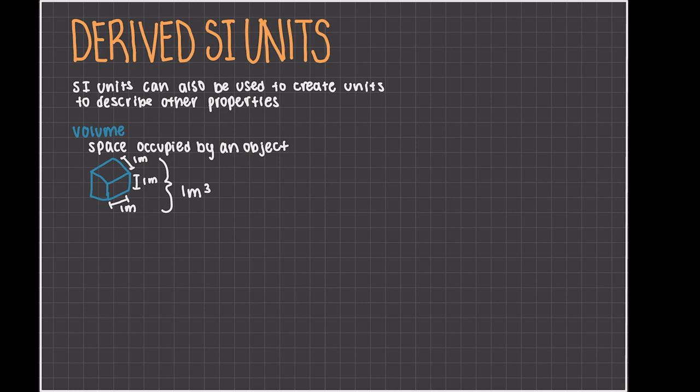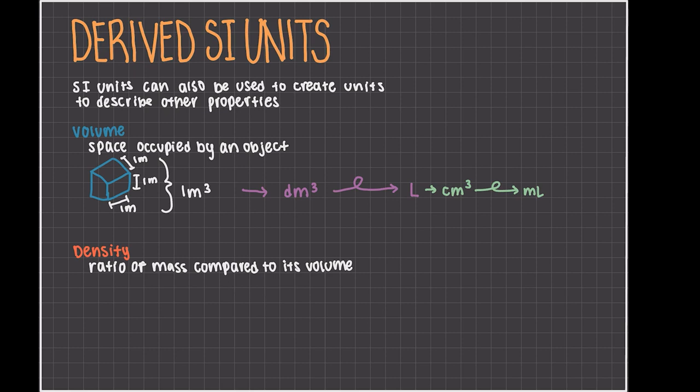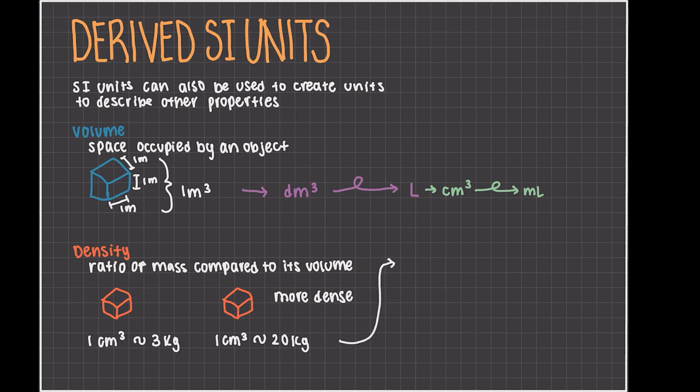It is also important to know that a decimeter cubed is a liter and a centimeter cubed is a milliliter. Now, density, as we know, is the ratio of mass compared to its volume. If we have a cube with the volume of 1 centimeter cubed that has a mass of 3 kilograms and another with the same volume of 1 centimeter cubed and a mass of 20 kilograms, we know that the second is more dense because it has more mass per volume.